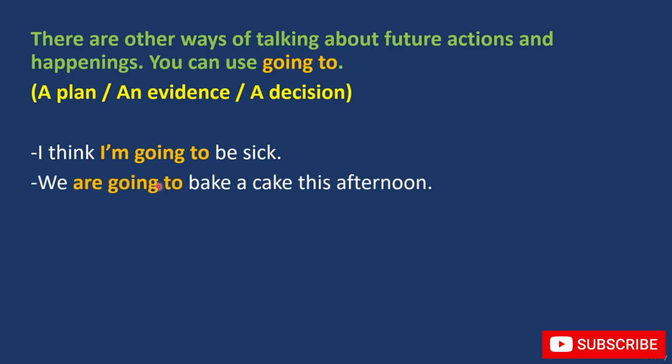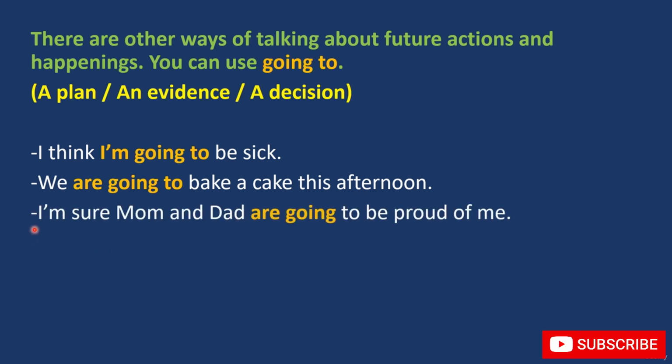We are going to bake a cake this afternoon. This is a plan. We plan to bake a cake this afternoon. So here, if I need to use going to, I have to use am or is or are, and also I have to use a verb after going to. I am sure Mom and Dad are going to be proud of me. There is evidence that I am working hard and they are about to be proud of me.